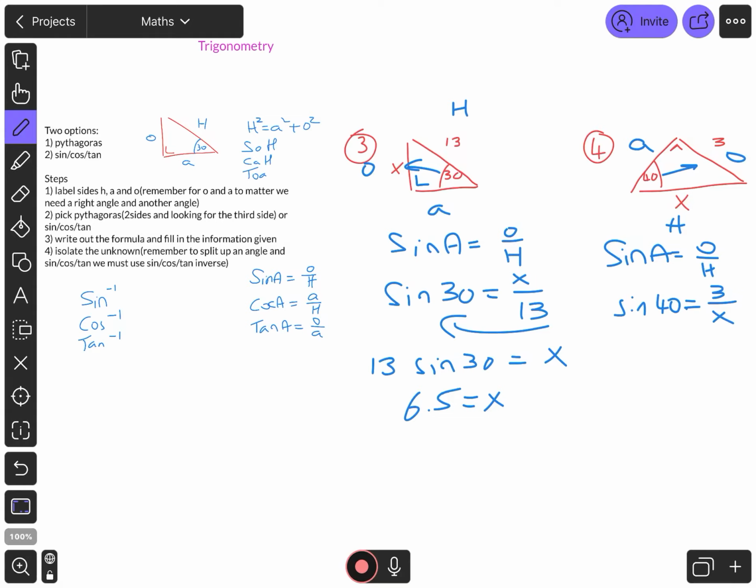So for here, again, we know our fourth step is I need to isolate the x, I need to get it on its own. But the problem here is that this is on the bottom.